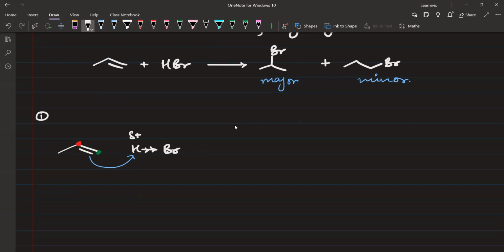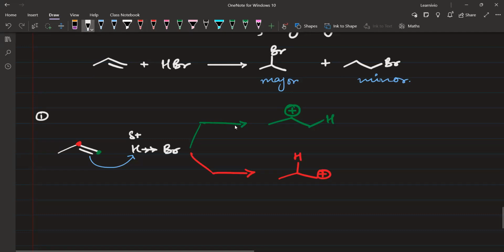Let us look at it: if it attaches on the green one, you will have 3 carbon atoms as it is. The hydrogen will be attached here. There will be a positive charge on this carbon atom. Similarly, if the hydrogen attaches on the red carbon atom, you will have hydrogen here, and the positive charge will be on the last, terminal carbon atom. Plus, you will get a Br negative in both the cases, because Br negative is taking the electrons from hydrogen and going. Now, if I look at the degree of carbon atom, then this is 2 degree carbocation and this is 1 degree carbocation. So obviously 2 degree carbocation is more stable.